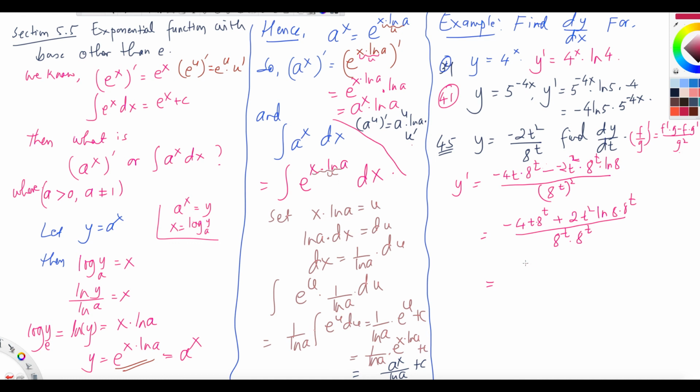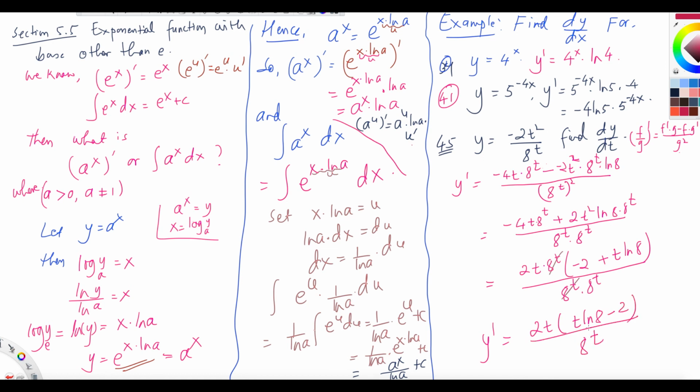Let me take 8 to the t out. I can also take 2t out. So I can write 2t and then 8 to the t out. How much is left? Negative 2, and then plus t ln 8, right? Divided by 8 to the t times 8 to the t. Now cancel out that 8 to the t because that's division, right? So what is the final answer then? The final answer will be y prime equals 2t times (t ln 8 minus 2) divided by 8 to the t. That is the final answer.